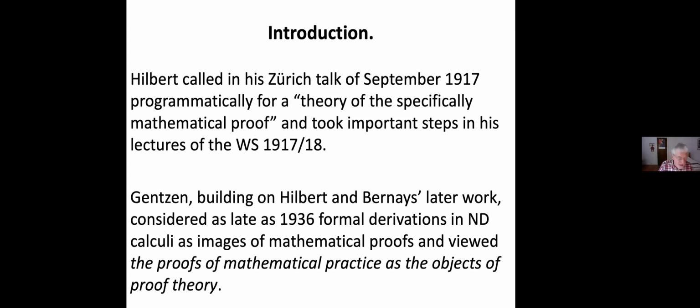So for me, the crucial question is then this: how can one represent the remarkably rich domain of mathematical proofs in a systematic and also mathematically rigorous way? What could be a theory of the specifically mathematical proof? As I mentioned already, the first steps were taken in Hilbert's 1917-1918 lectures.